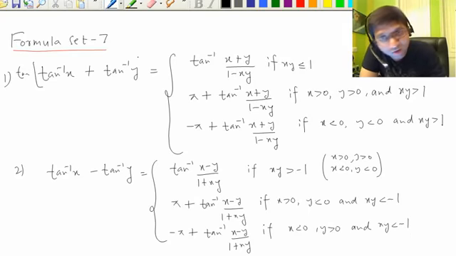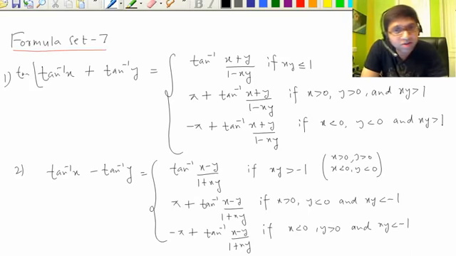While solving equations, many times we apply the tan inverse a plus tan inverse b formula, and then in the next step we take tan of both the sides. When we take tan of both the sides, it's going to be the same for all the cases. So there's no point splitting these into parts, right?